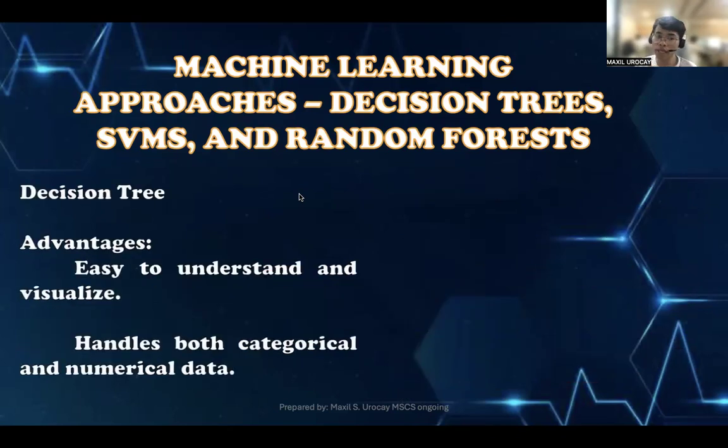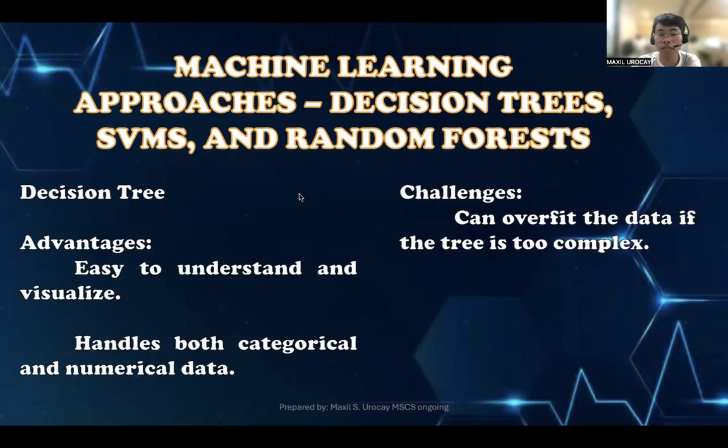Now, the big advantage of decision trees is that they are really easy to understand and visualize. They handle both categorical and numerical data because we can split accordingly. The challenge is that they can overfit the data if the tree is too complex.